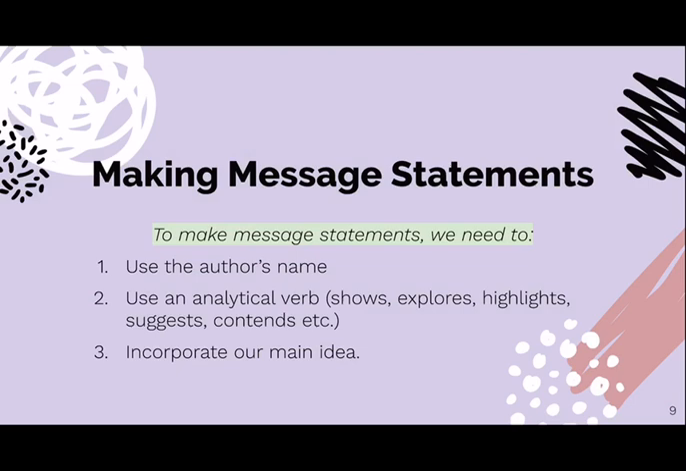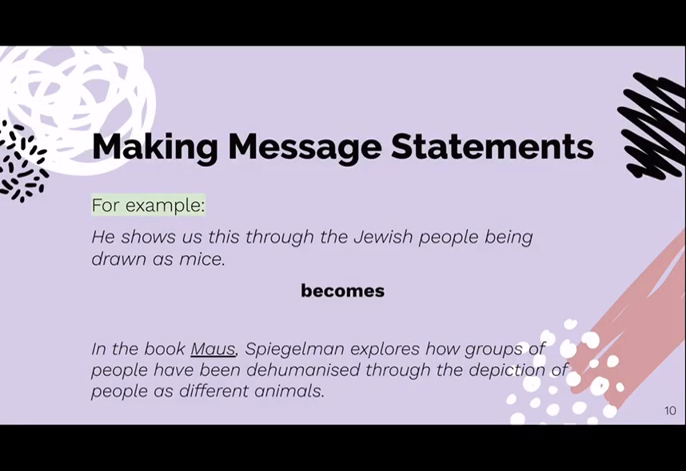Then we need to turn the main ideas into message statements. To make message statements, we need to do 3 things. So we need to use the author's name, we need to use an analytical verb, so things like shows, explores, highlights, suggests, contends, argues, any of those sorts of words. And then the third thing we need to do is obviously incorporate our main idea. So for example, I've just taken the first one that I had on that list. So he shows us this through the Jewish people being drawn as mice.